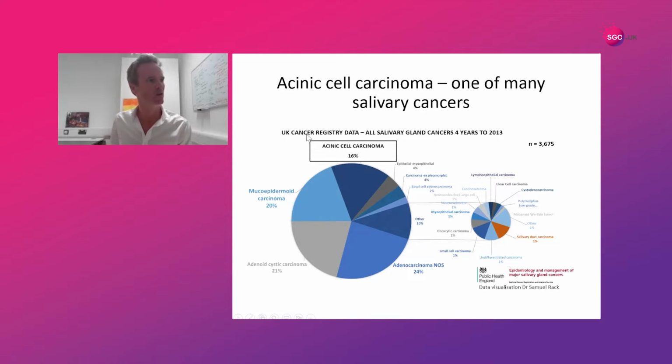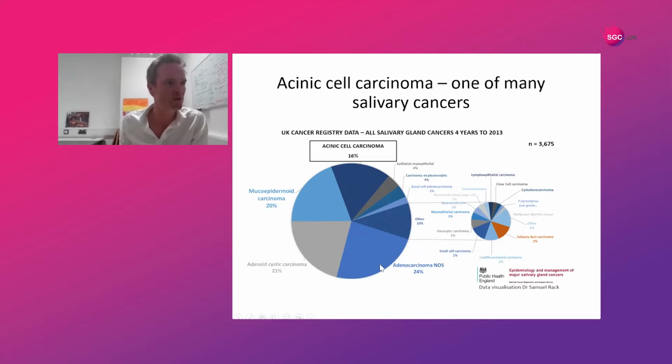And you can see, first of all, the top line, all salivary gland cancers. It's an old data set, the 4 years to 2013. But in that 4-year period, Public Health England only managed to capture 3,500, which I don't know whether that sounds like a lot to you, but it's really not a lot of cases. So the next thing to notice is this. Acinic cell carcinoma here, this big chunk of the major pie. So 16% of all salivary gland cancers were subclassified as being acinic cell carcinoma.